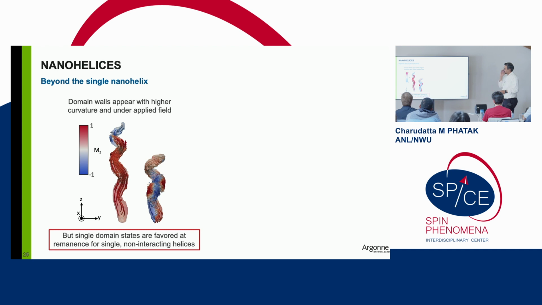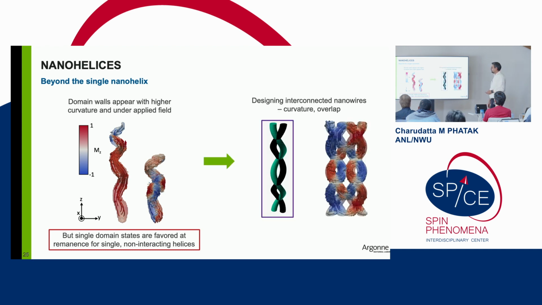This was work with a single nanohelix, and we did see that the curvature does affect pinning of the domain wall, but it only appears under applied field or during reversal. Under the remnant state, the single domain state is preferred, so it's not as interesting as we would have thought. The next step we are doing is trying to create interconnected nanowires where we can have design parameters of changing the curvature or the overlap between them, so we can have different regions of different spacing in between, and then look at how the magnetization of these structures will form.